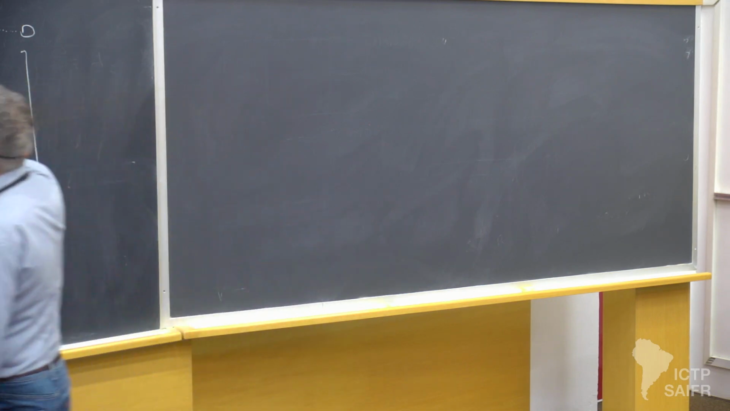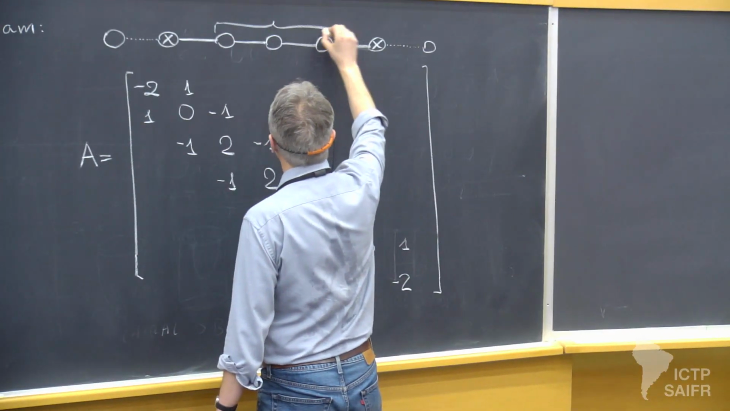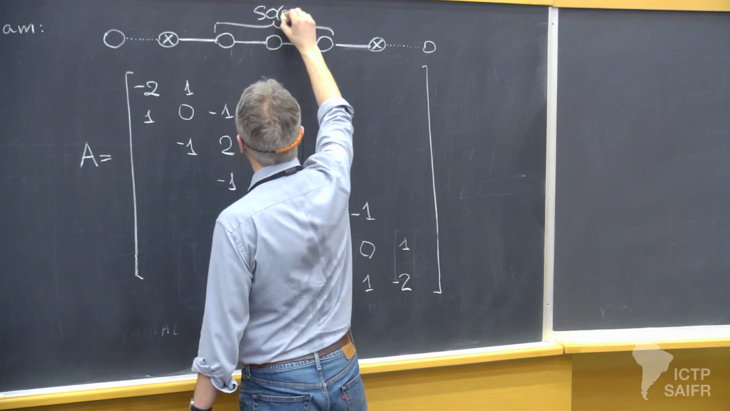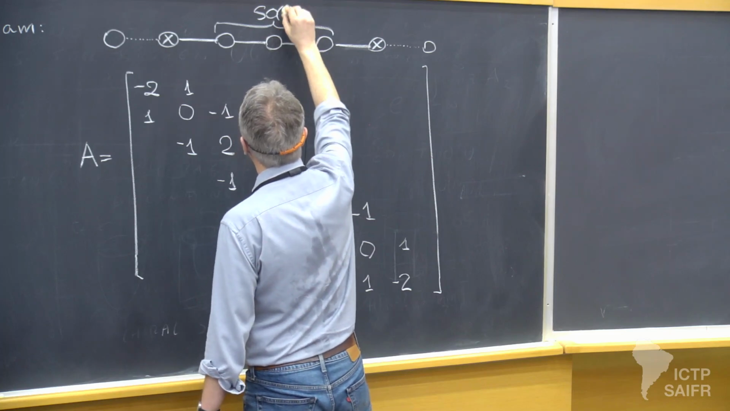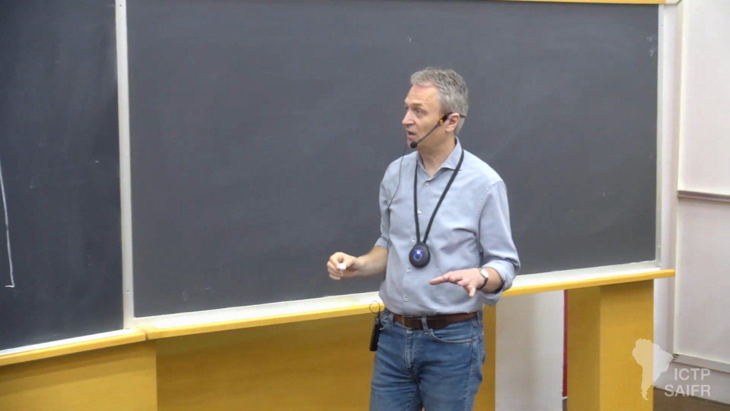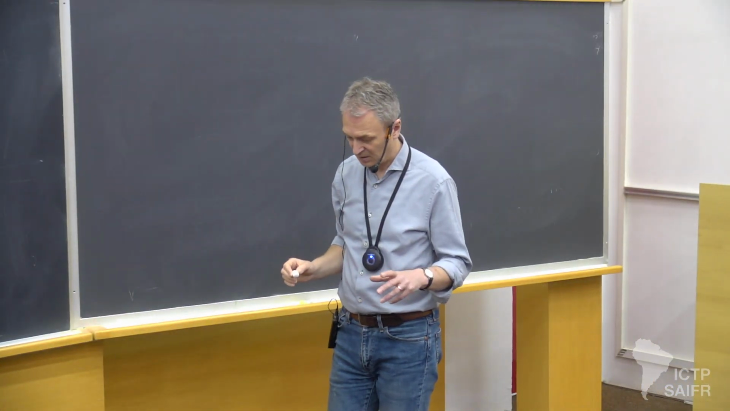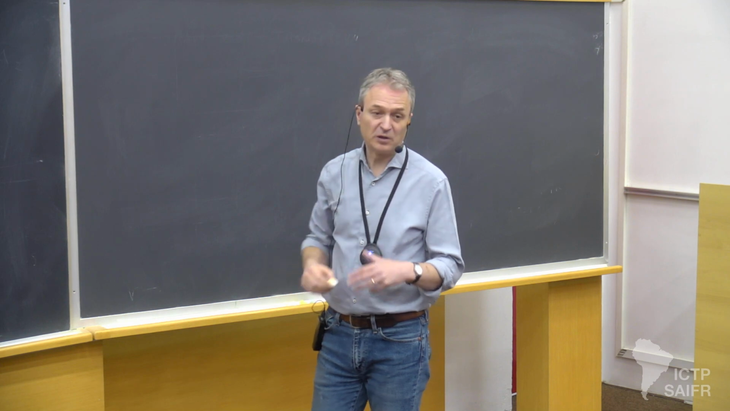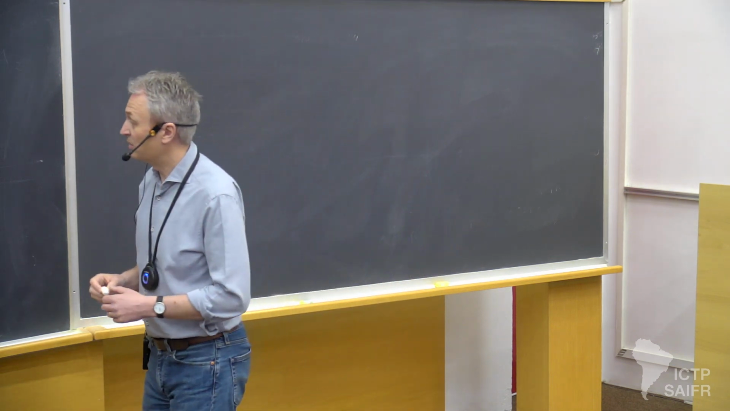So these 3 nodes correspond to the SO(6) subalgebra. And the wings are associated with supercharges and with the Lorentz part of this symmetry.